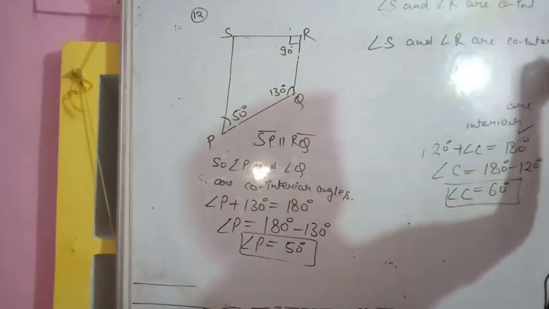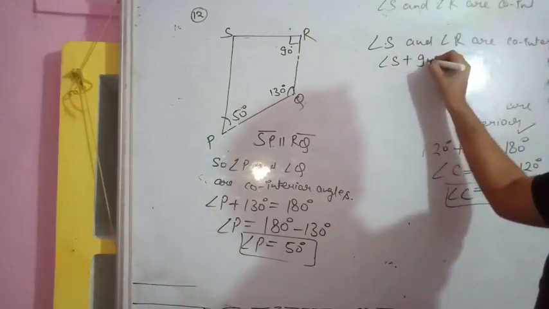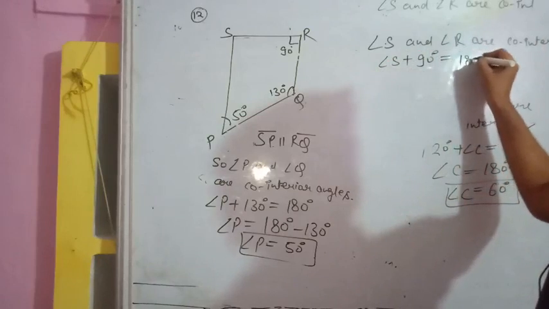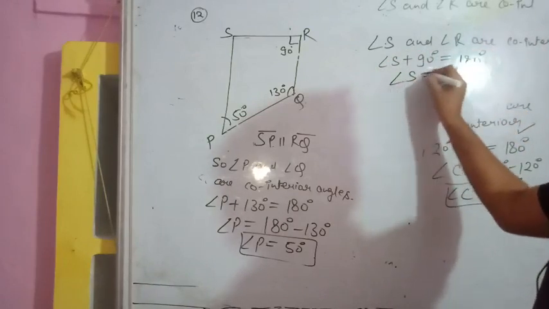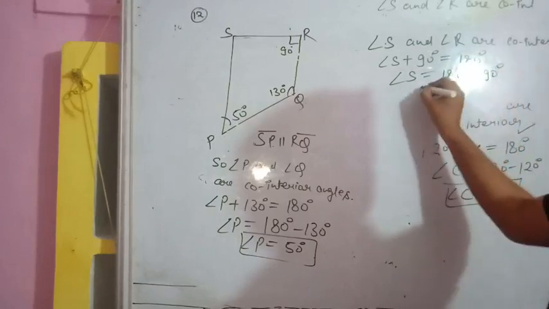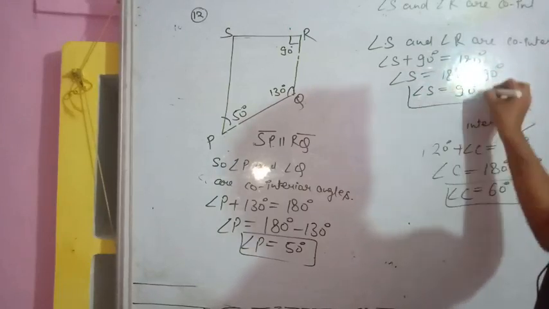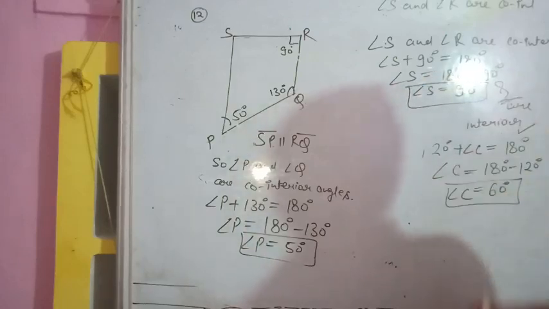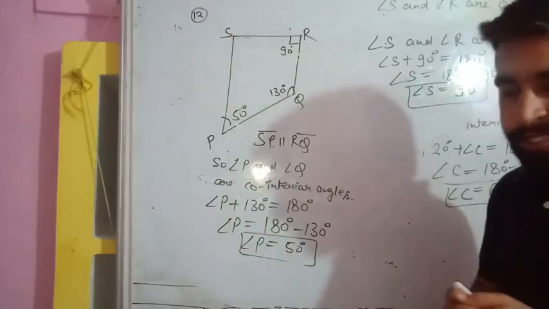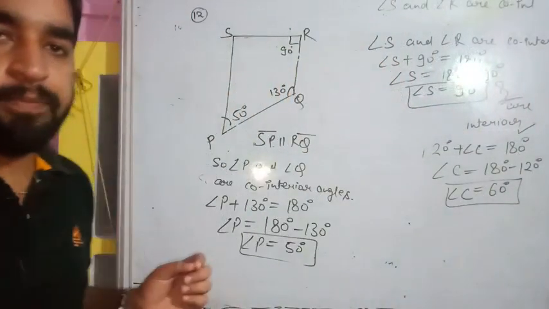If these two are co-interior angles, then angle S, which should be 90 now, we will solve it, is equal to 180 degrees. So angle S plus 90 will be shifted to the other side and become minus 90. So angle S will be 180 minus 90, that will be 90 degrees. That's going to be the answer. So this is the completion of the exercise that was going on, exercise 3.3.